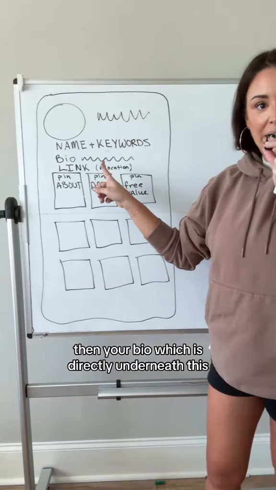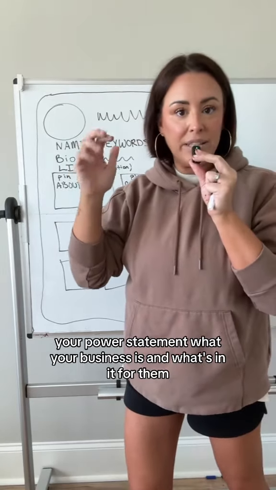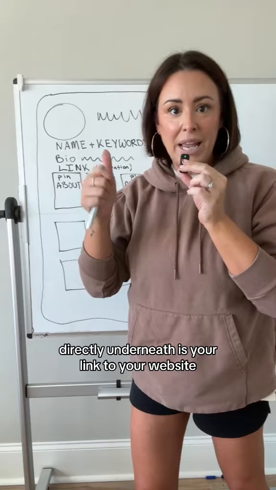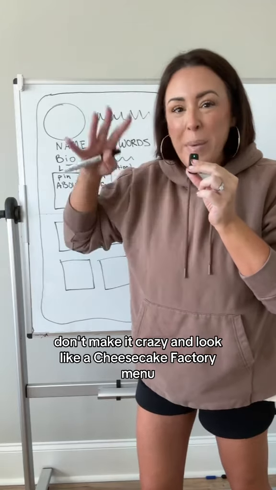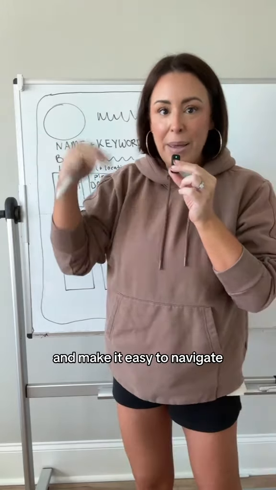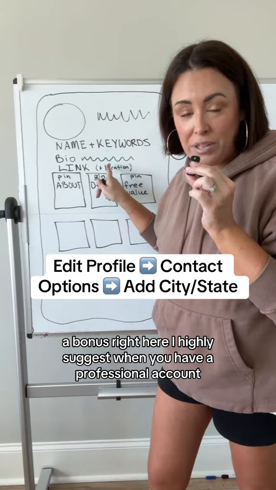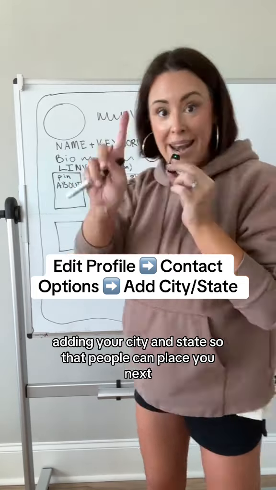Then your bio, which is directly underneath. This is going to be your I help statement, your power statement, what your business is and what's in it for them. Directly underneath is your link to your website, your podcast. You can add multiple if you'd like. Don't make it crazy and look like a Cheesecake Factory menu, and make it easy to navigate. A bonus right here, I highly suggest when you have a professional account, adding your city and state so that people can place you.